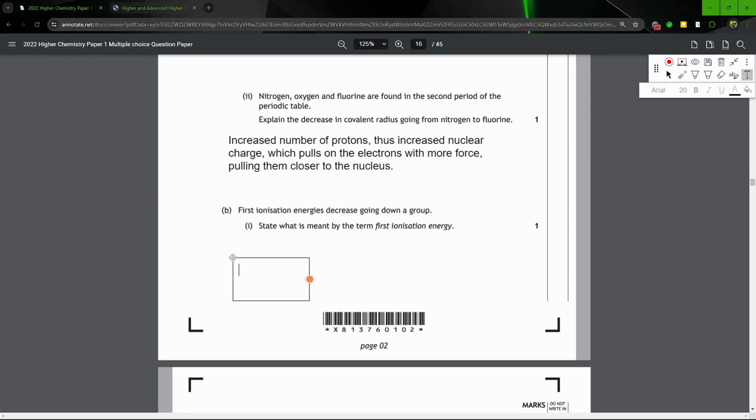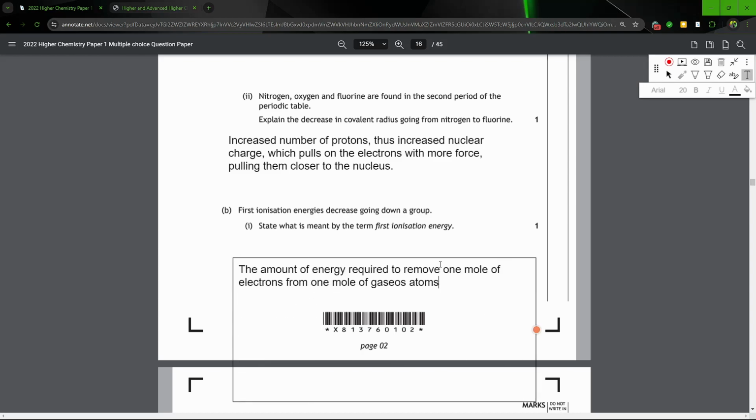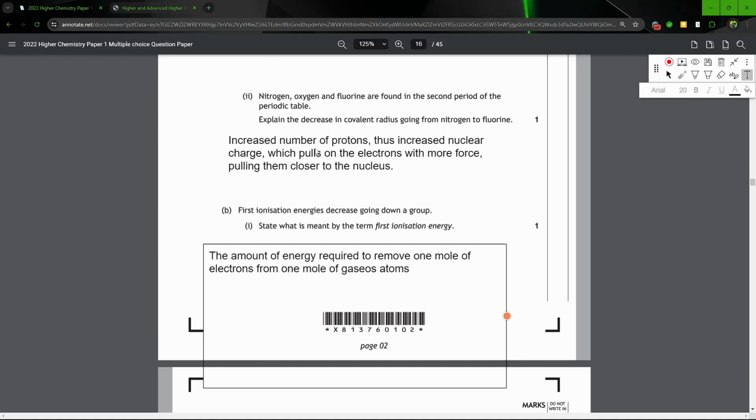So we're going to say the amount of energy required to remove 1 mole of electrons from 1 mole of gaseous atoms. So yeah, the important stuff there is 1 mole of electrons, 1 mole of gaseous atoms. If I knew how to spell it. There we go, that's roughly it.